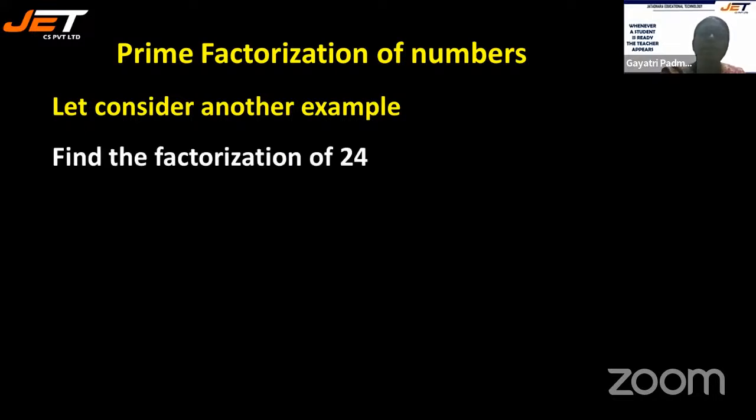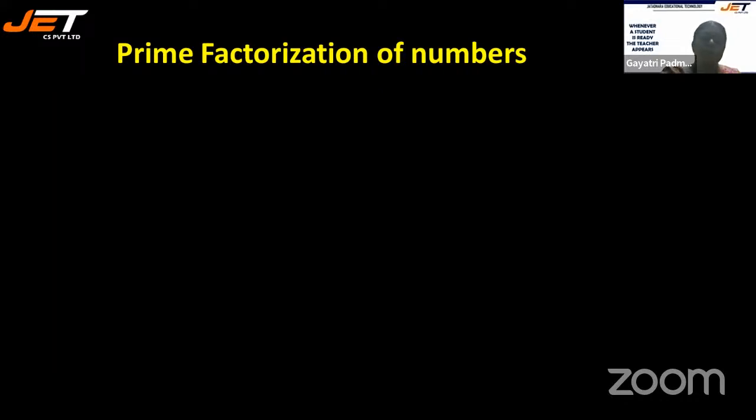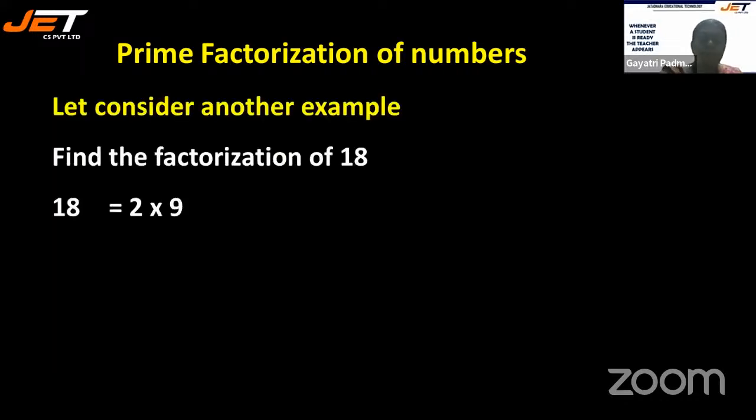Now, let us consider another example. Find the factorization of 24. So, 24 can be written as 2 into 12, right? Again, this 12 can be written as 2 into 6. 6 can be written as 2 into 3, right? So, this is called the factorization. All are prime numbers. So, prime factorization.